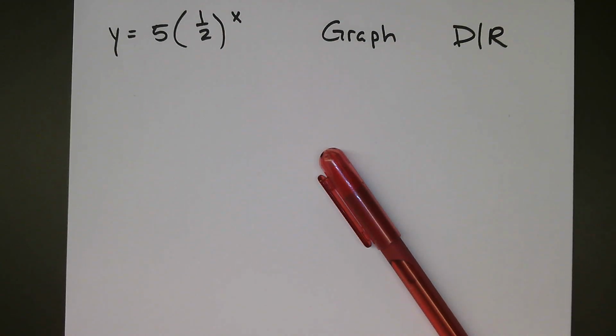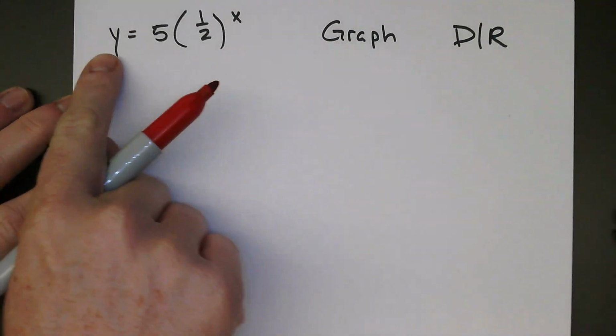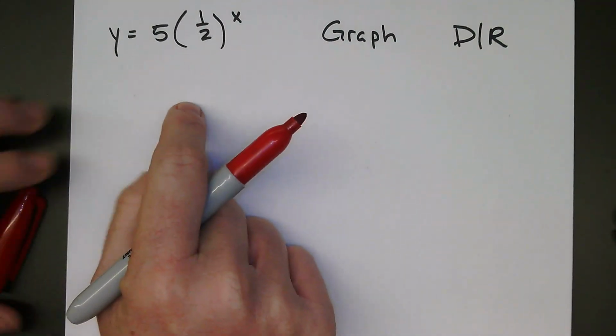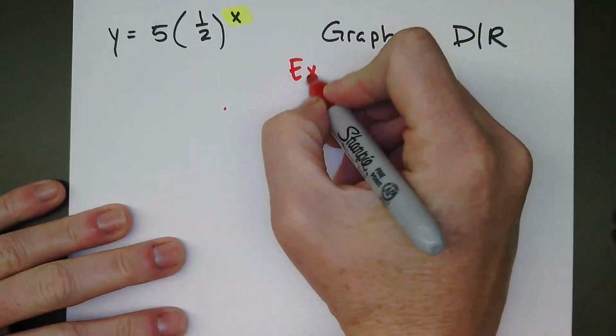Okay, we're looking at this equation, y equals 5 times 1/2 to the x, and we're asked to graph it, and we're asked to identify the domain and range. Now, one thing I want to point out here is that you want to recognize the form anytime you're graphing. So here, what we have is the x in the exponent, which is a big indicator that we are graphing an exponential function.